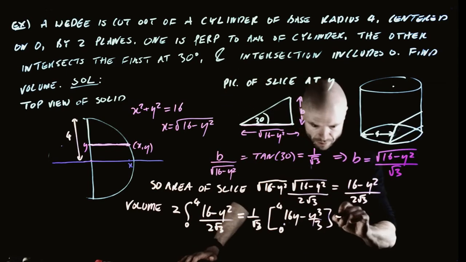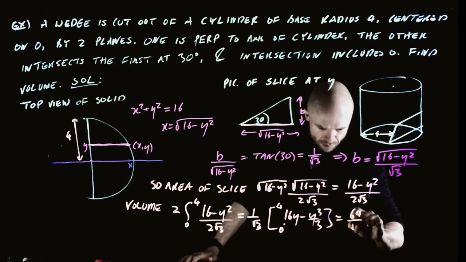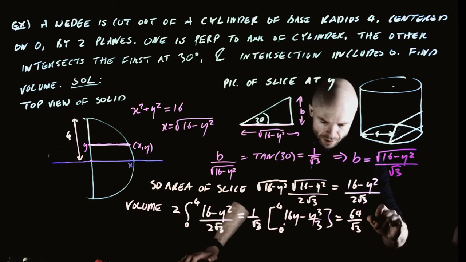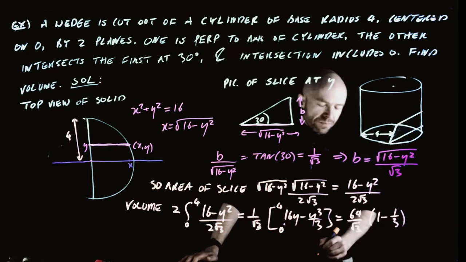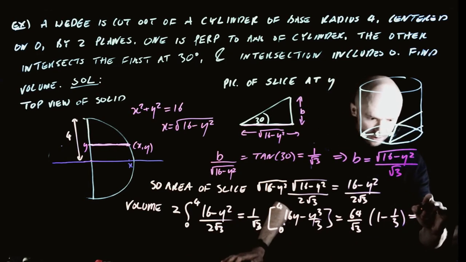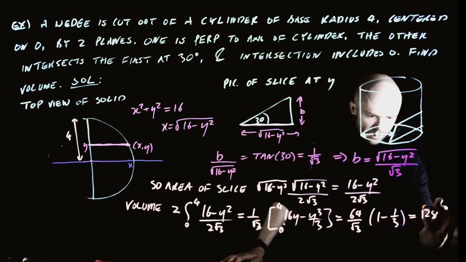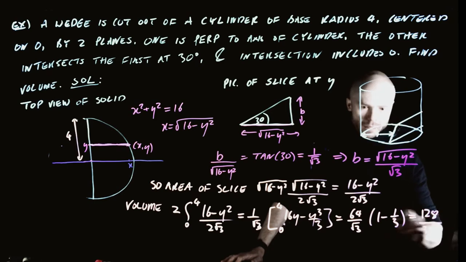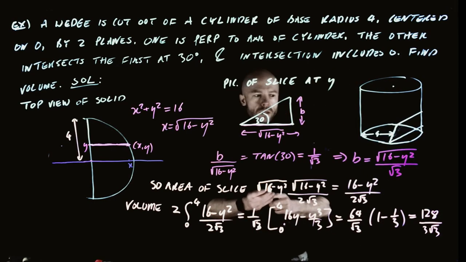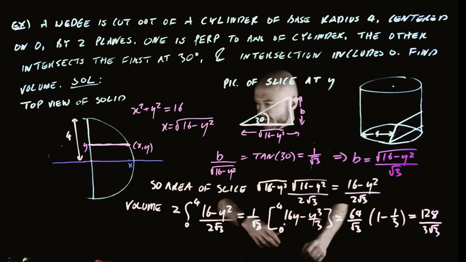So we can factor out 64 from all of this. And then what we have is 1 minus 1 over 3, and that's just going to be 2/3 here. So we're going to have 128 over 3 root 3. And let's see if that's right.